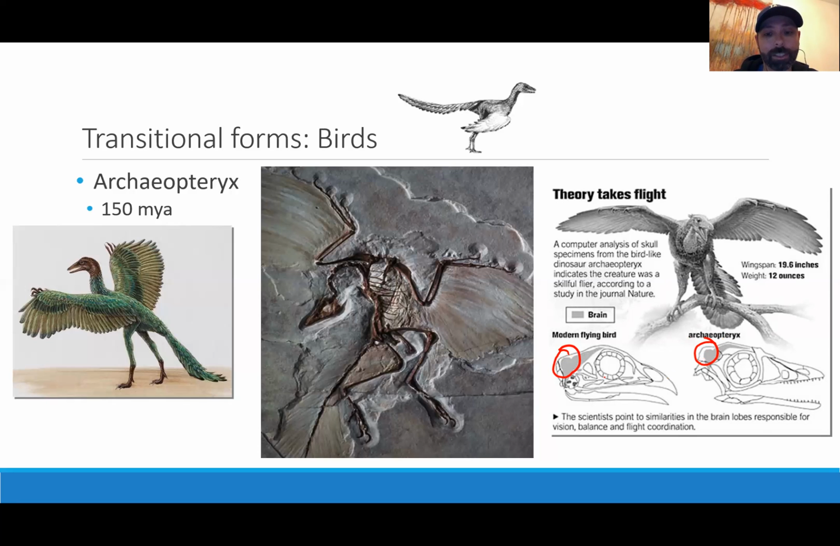So the birds, the Tiktaalik, and then the whales are all examples of how fossils have helped us to understand the past. And hopefully that makes sense to you.